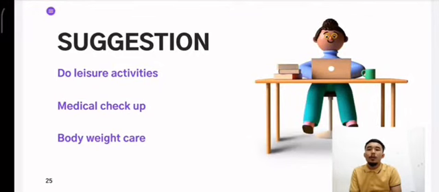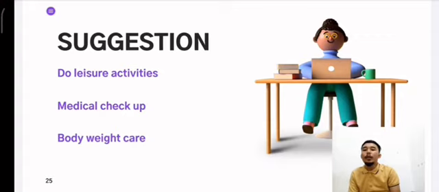This is some suggestion to increase our facilities. First, do leisure activities. Examples of leisure activities are bicycling, bowling, horseback riding, and swimming. However, not all leisure activities are sportive. Some people would rather spend their free time painting, drawing, reading, listening to music, or meditating.